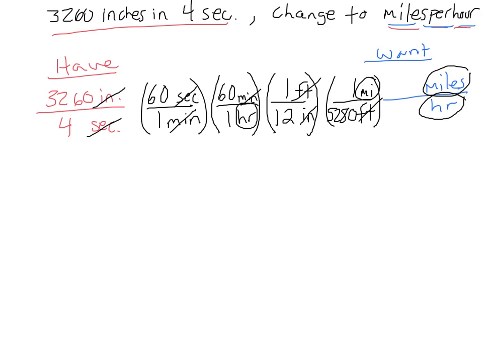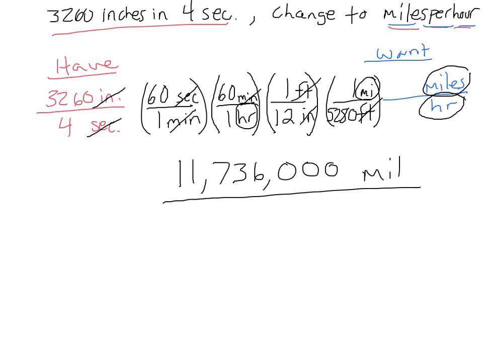All right, everybody remembers their multiplication tables. So in the numerator, you have 3260 times 60 times 60. Everybody knows that's 11,736,000. Okay, so there we are in the numerator, and that's in miles.